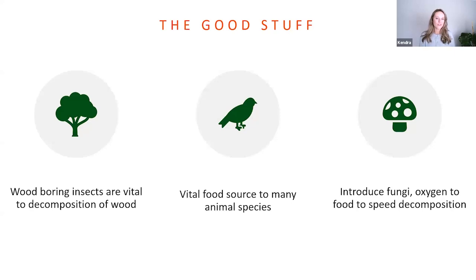Insects are also a vital source to many animal species that we see in our urban environment and contribute to the whole ecosystem that we see. They also introduce oxygen as well as fungi to actually speed decomposition. So most insects have what's called a mycangia, which is a specialized organ just under their neck right here.